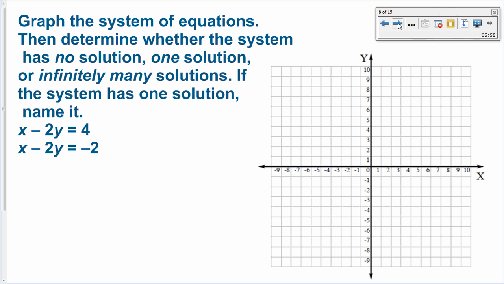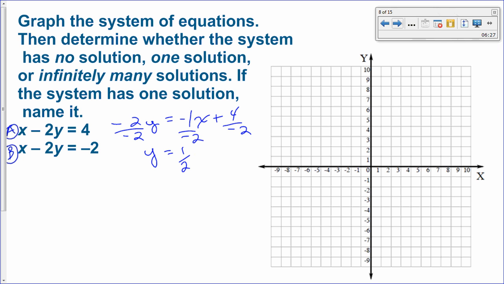Do these. Equation A, equation B. What form are they in? Standard, so let's get them in slope-intercept form. -2y equals -1x plus 4, then divide by -2, y equals 1/2 x minus 2. Do the other one.